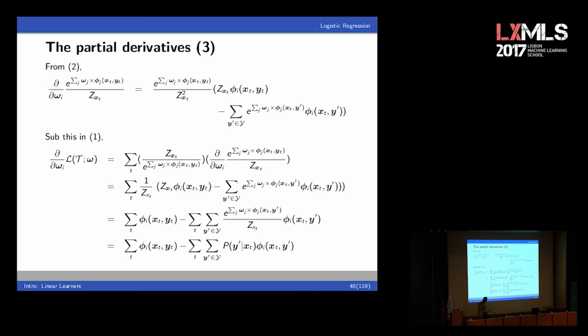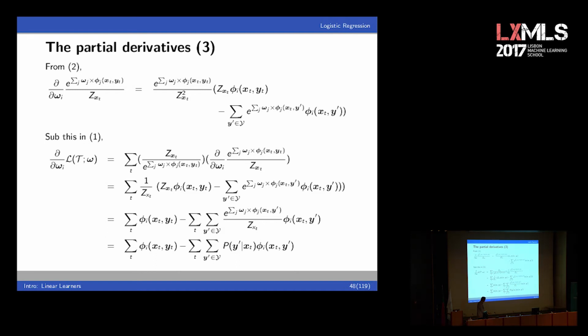Yeah, so this is also easy. This is just taking this derivative here. We're just going step by step, doing reformulations, ending up with this term here.